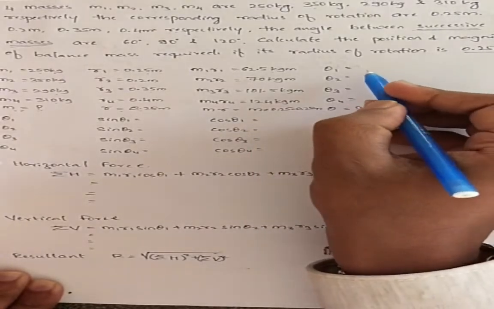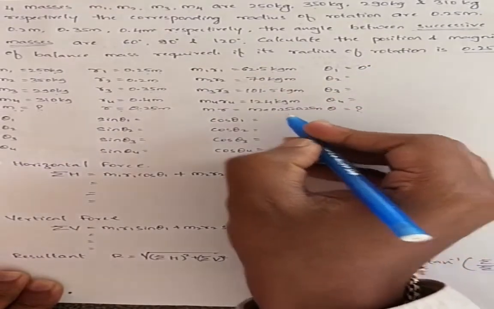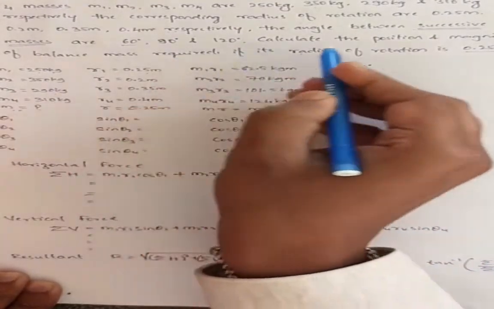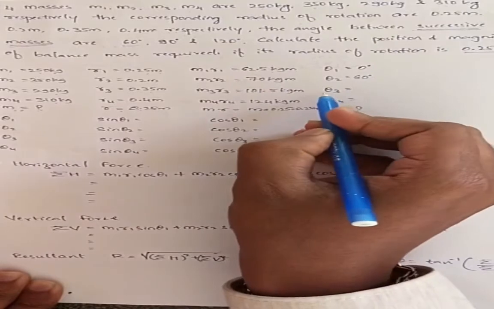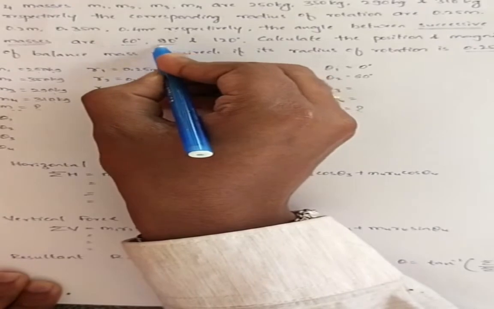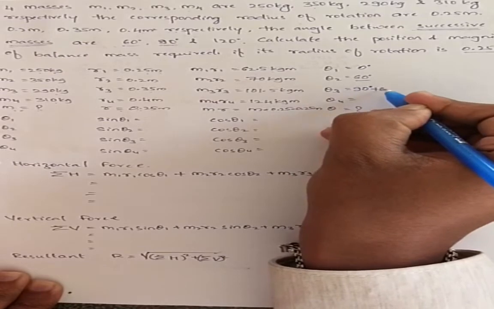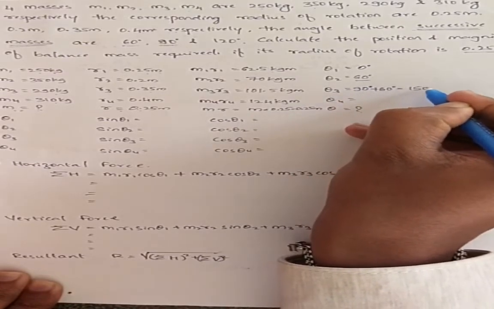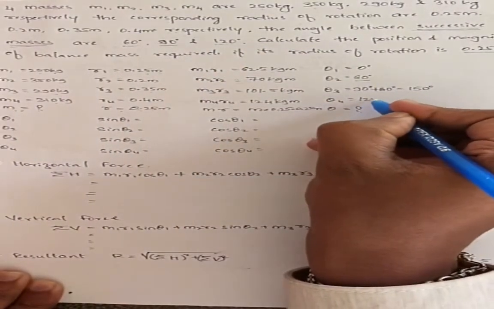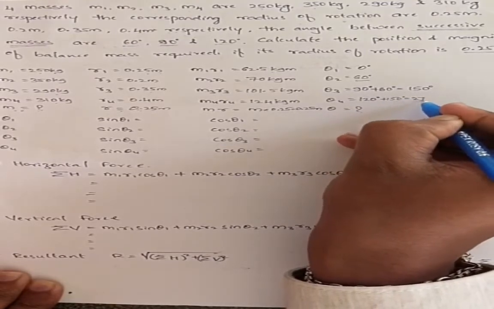Now the angles, we'll go on noting down. Always the first angle will be 0 degree, the second angle is given as 60 degree. Now it is told successive, so when it is told successive angles, you need to add the previous angle. Theta 3 is given 90 degree, you have to add the previous angle, 60, so you will get 150 degree. Similarly, next angle theta 4 is given 120, you have to add the previous angle 150, so you will get 270 degree.